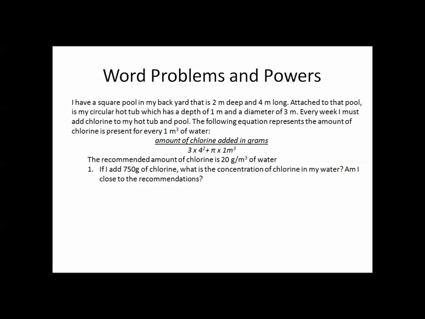The recommended amount of chlorine that I have in my pool and hot tub is about 20 grams per meter cubed of water. So 20 grams for every 1 meter cubed of water. If I added 750 grams of chlorine, what is the concentration of chlorine in my water? Am I close to the recommendations?